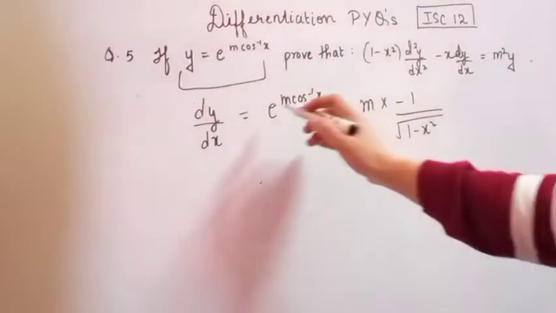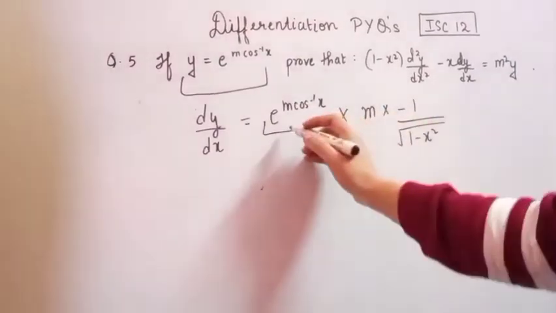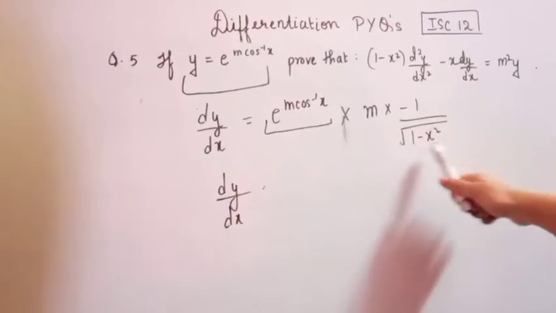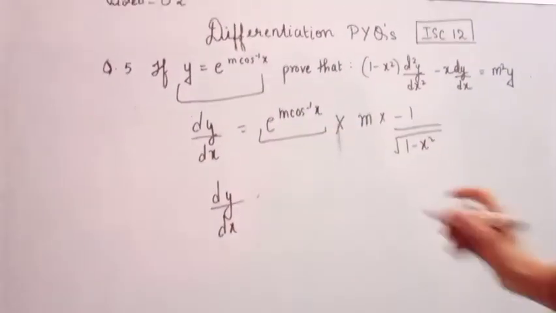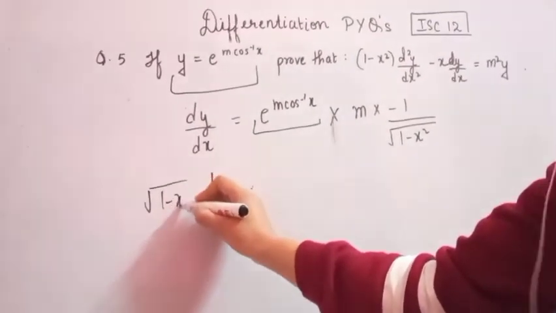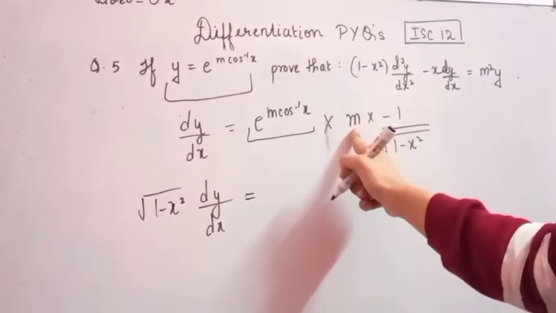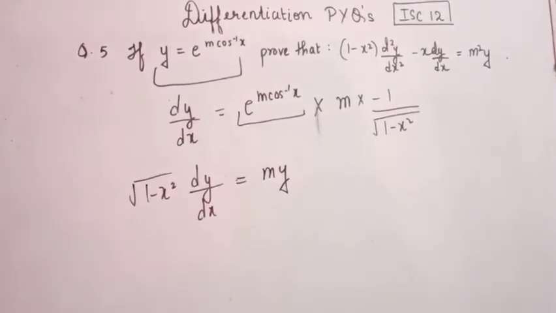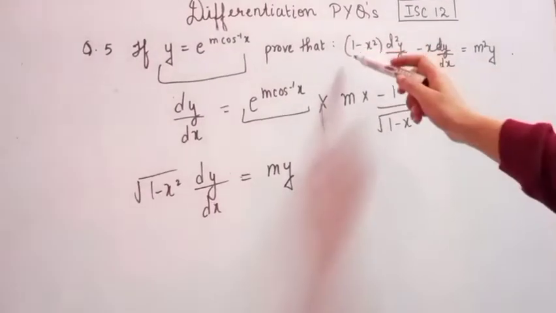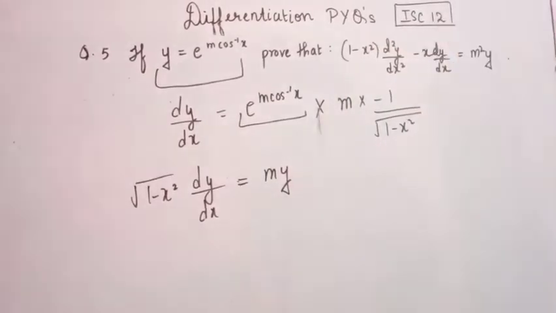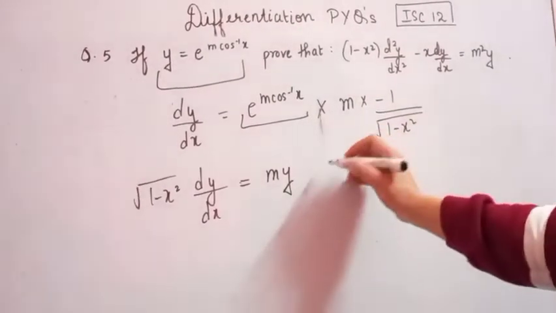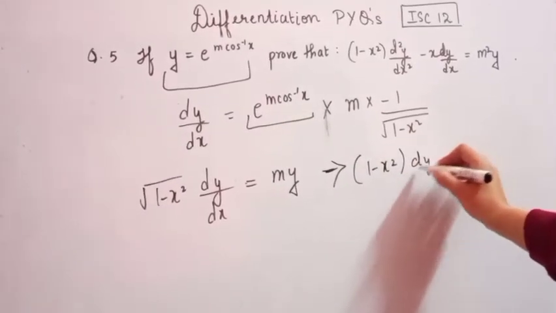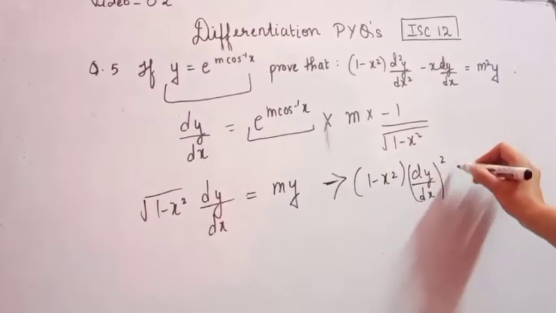Now we can write this term as y. So we get dy by dx, and we multiply under root of 1 minus x square on the left hand side. This becomes under root of 1 minus x square dy by dx equals to m into y. Now squaring both the sides, since we have to get 1 minus x square only and not under root. Squaring both sides, we get 1 minus x square dy by dx whole square equals to m square y square.